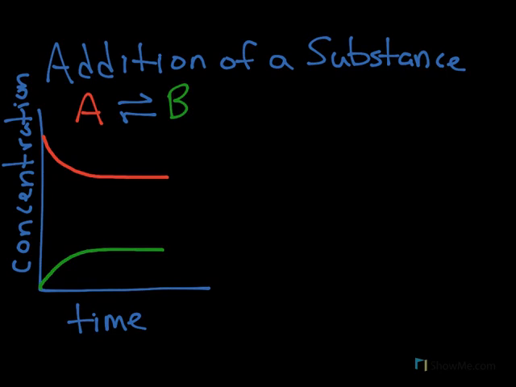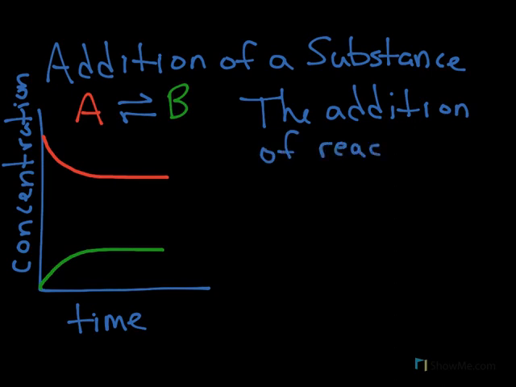Now I want to imagine that we are going to introduce some more A. Let's consider the addition of reactants. So the system is at equilibrium, and then just out of nowhere, we add some more A, some more of this reactant to the system. Graphically, that's going to look like this sharp, straight vertical increase here because the concentration of A was here, and then you put some more in, so now the concentration is much higher. Well, that addition has disrupted this equilibrium.